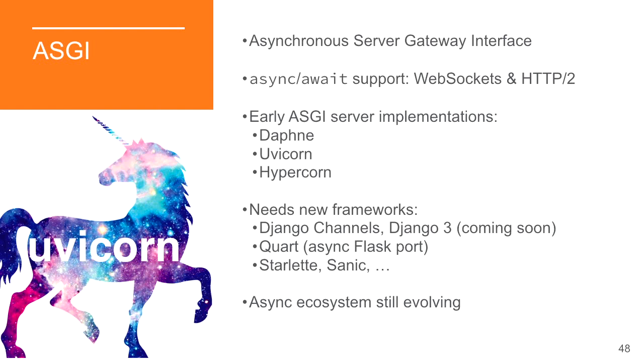Uvicorn has a nice logo, Hypercorn, lots of references to unicorns, although they don't share this design anymore with the Ruby unicorn server I spoke about. And Django 3 will have ASGI support. There are various other things you can use, like Quart, which is as close to a Flask async port as it gets, and there are lots of them, but it's still quite early days for a lot of this stuff.